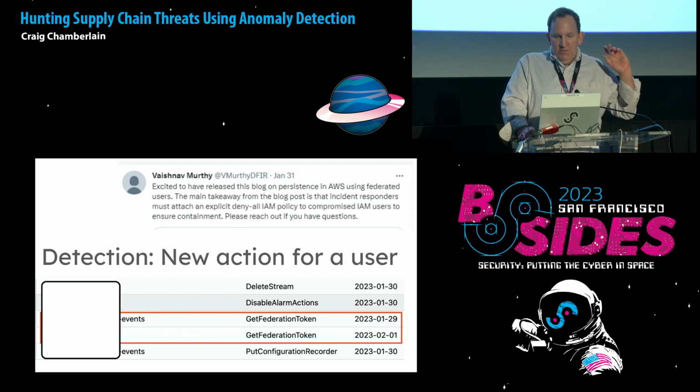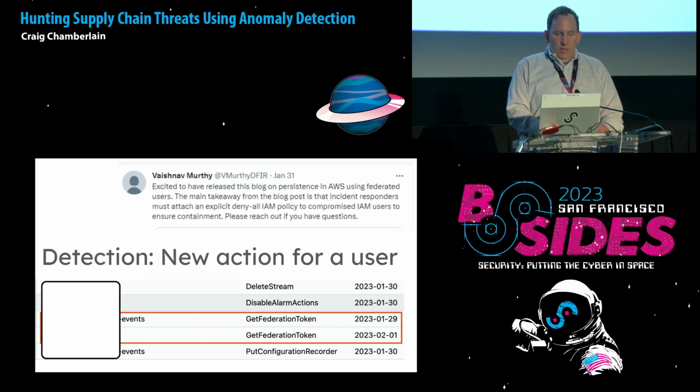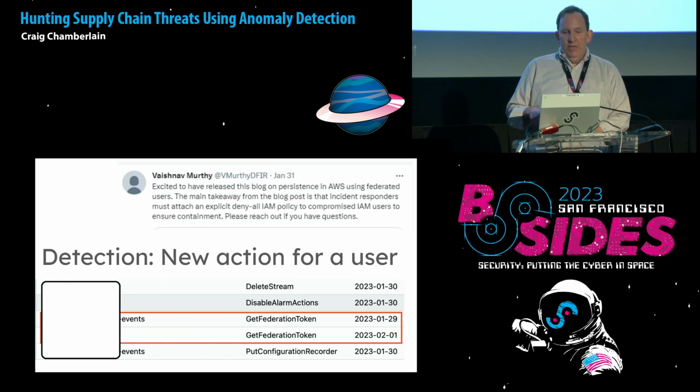This was an example of a new action for a user. This is the best thing it's done so far. Back in January, there was some research that was published, not by me, but credited here, where essentially what they found is that there's this obscure method called GetFederationToken that was being used for persistence. And it was interesting because you could use this method to persist, not everywhere, but at least in the console UI. But even after the original user account was disabled, you could still persist this way.